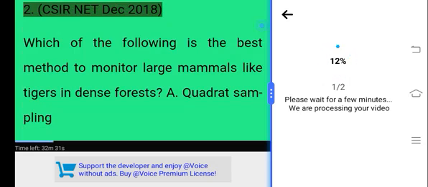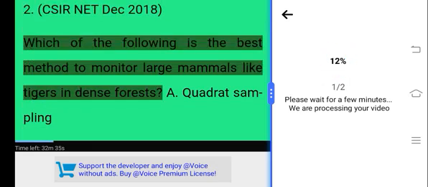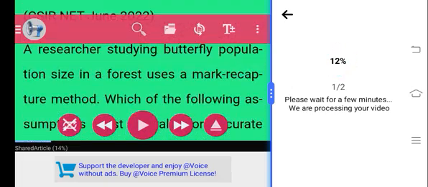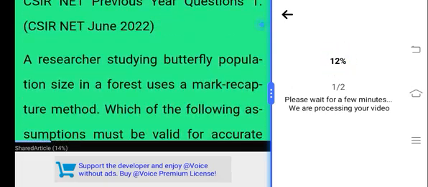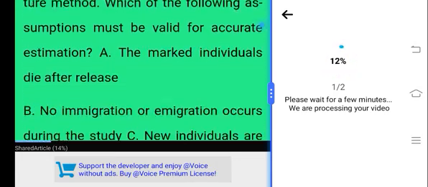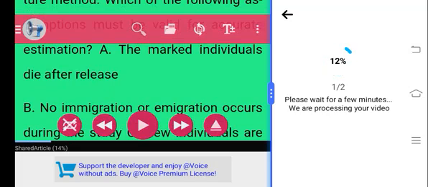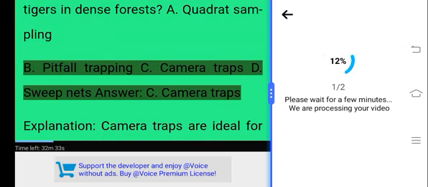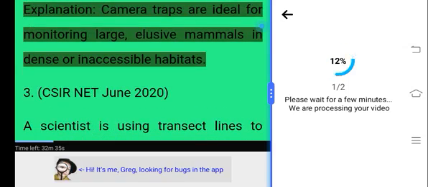2. CSIR NET December 2018. Which of the following is the best method to monitor large mammals like tigers in dense forests? A. Quadrat sampling. B. Pitfall trapping. C. Camera traps. D. Sweep nets. Answer. C. Camera traps. Explanation. Camera traps are ideal for monitoring large, elusive mammals in dense or inaccessible habitats.